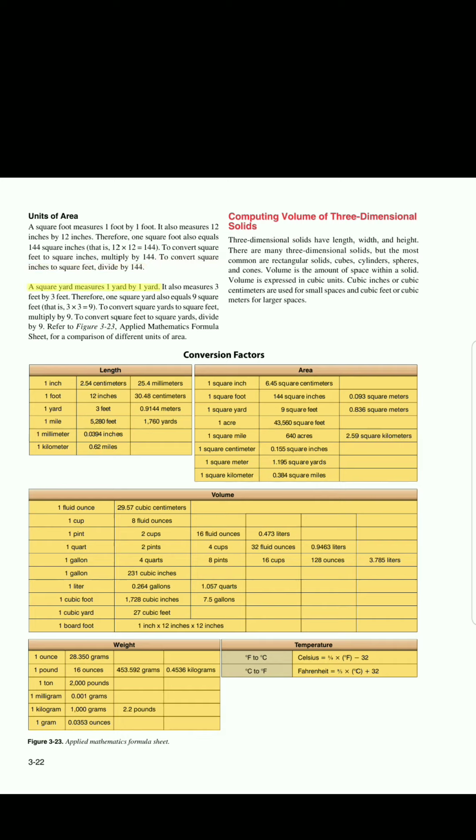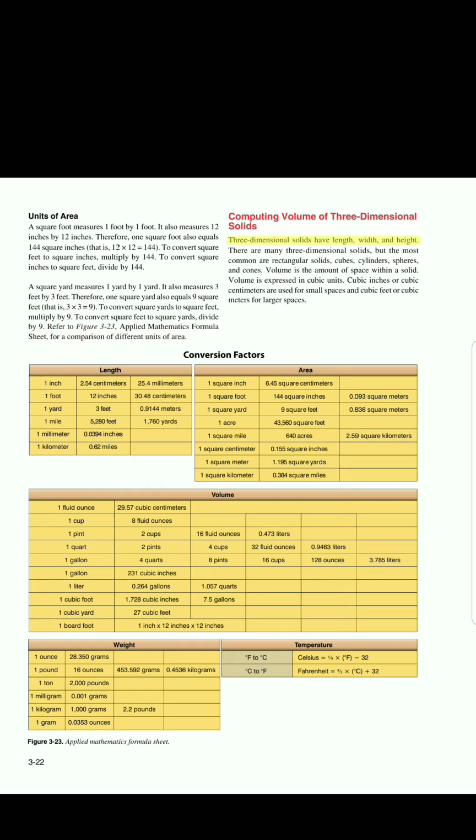A square yard measures 1 yard by 1 yard. It also measures 3 feet by 3 feet. Therefore, 1 square yard also equals 9 square feet. That is, 3 times 3 equals 9. To convert square yards to square feet, multiply by 9. To convert square feet to square yards, divide by 9. Refer to figure 3-23, Applied Mathematics Formula Sheet, for a comparison of different units of area.